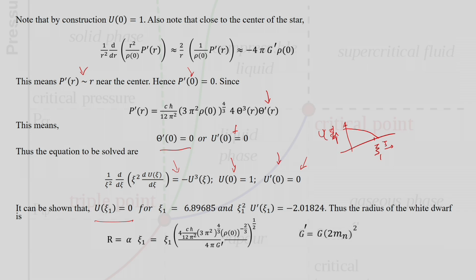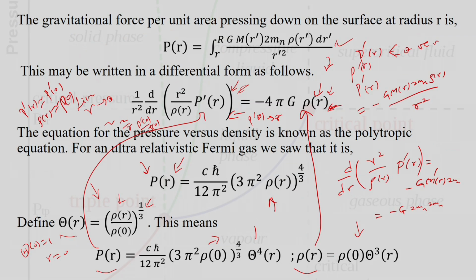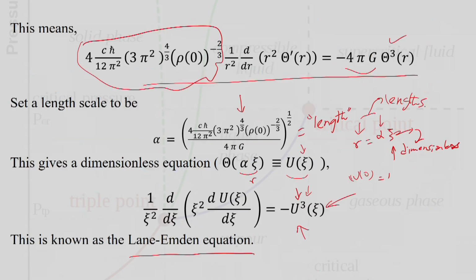So, the idea is that there is a xi for which u becomes 0, and what is the physical meaning of that? Remember that u is nothing but theta, because u and theta are related. So, theta of alpha xi 1 equals u of xi 1 equals 0. That means this is some r 1, which I call basically R. This is basically the radius of the star. Why is this the radius of the star? The radius of the star is this ugly constant alpha times this fundamental number xi 1, which makes u vanish.